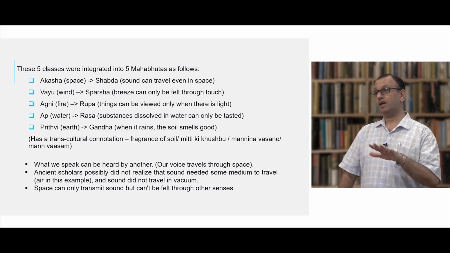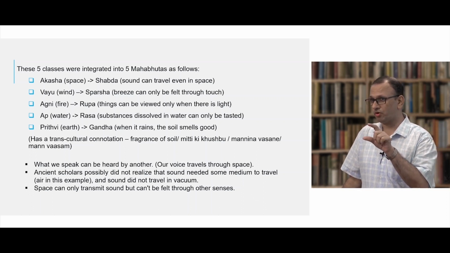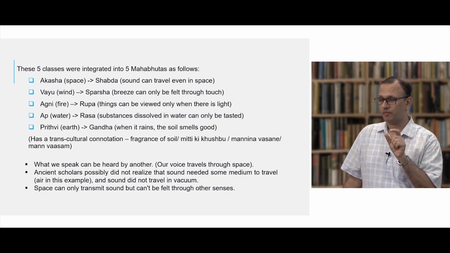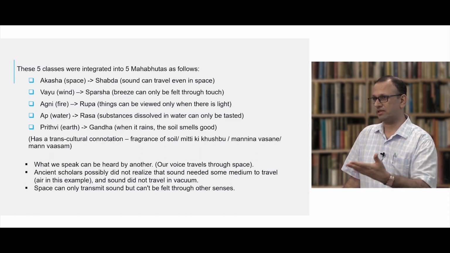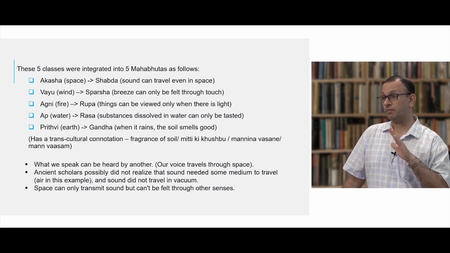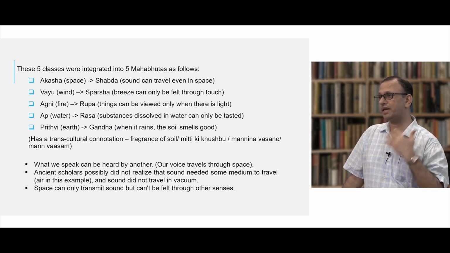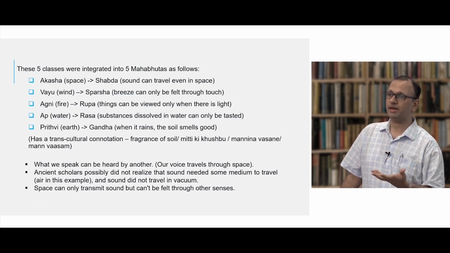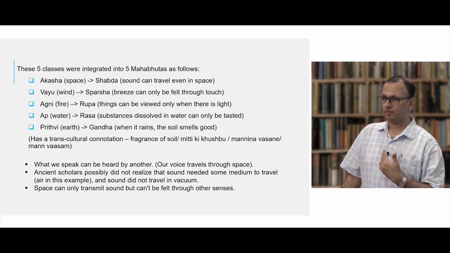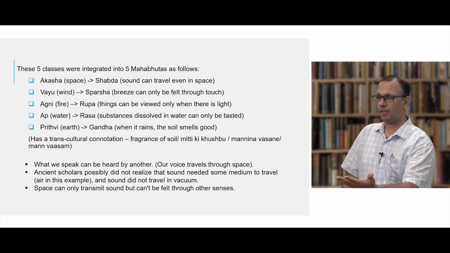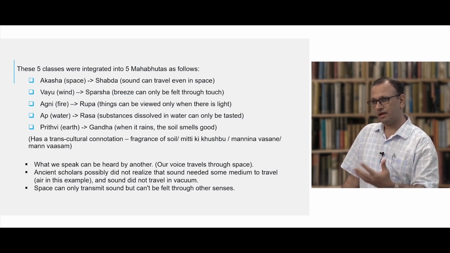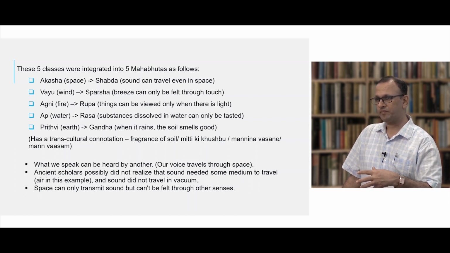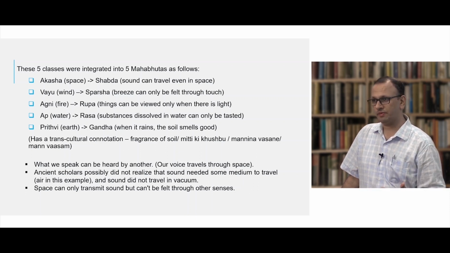So what we speak can be heard by another. This is what I was talking about, akasha and shabda. There could be some confusion. What we speak can be heard by another, because our voice travels through space. And ancient scholars possibly did not realize that sound needed some medium to travel, for example, air in this example. When I speak, the person sitting before me can hear my voice, because there is air in between. There is space, and this space is filled up by air. In the absence of air, sound cannot travel, because sound cannot travel in vacuum.